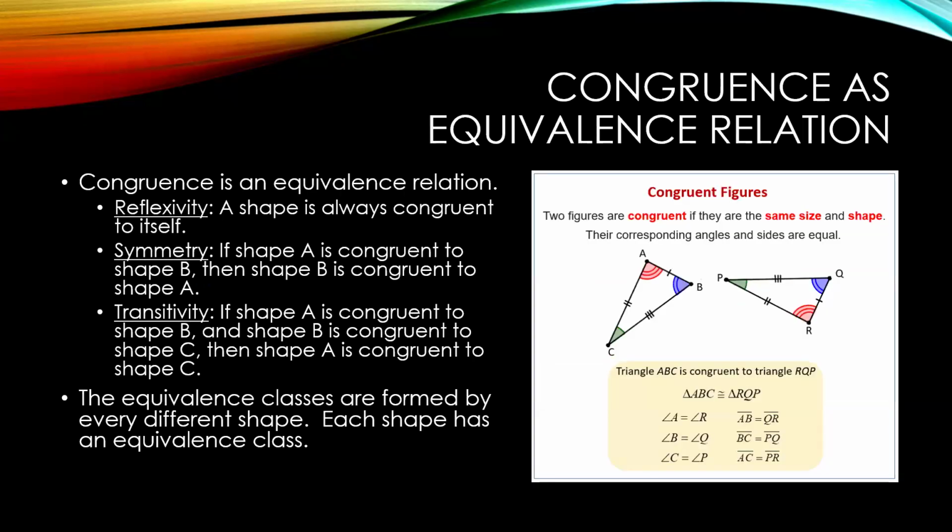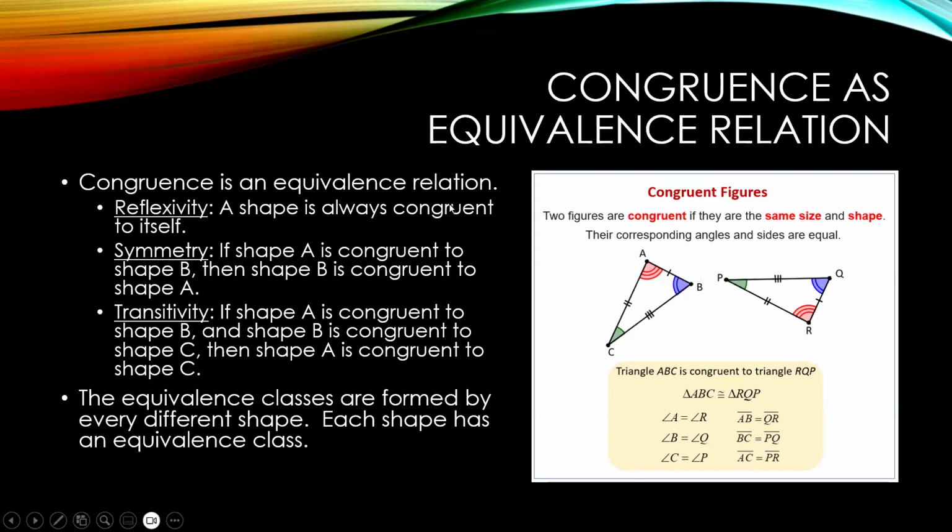And what's special about congruence? Well, it's an equivalence relation. And so all of the rules for equality that we have so far for numbers and sets and all of that, it applies for geometric objects as well. And so we can quickly prove that congruence is an equivalence relation.